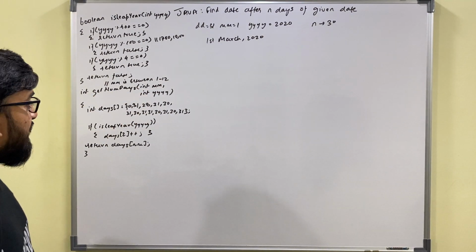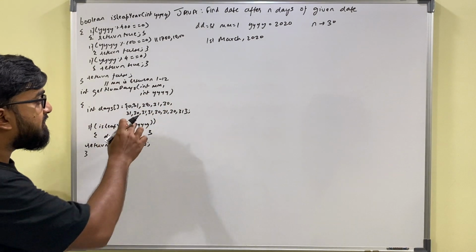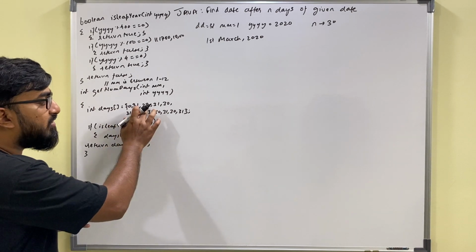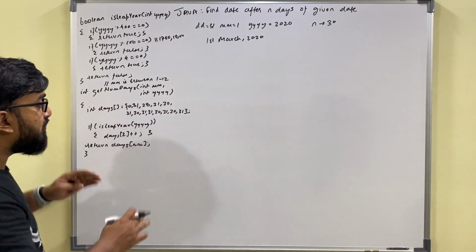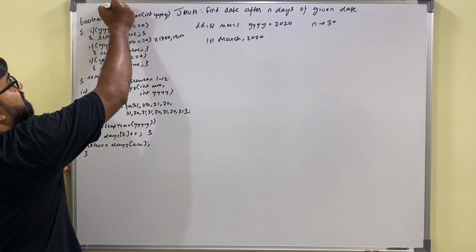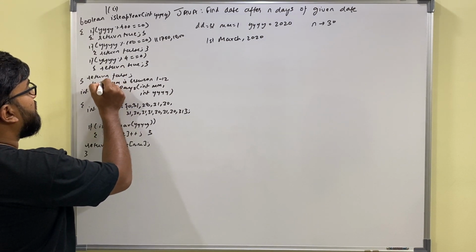This is a very convenient way to code because the number of days in the months do not change across years. They only change for a leap year. So you can hard code the values. You don't have to write an entire if else if ladder. So this is my first helper method. This is my second helper method.